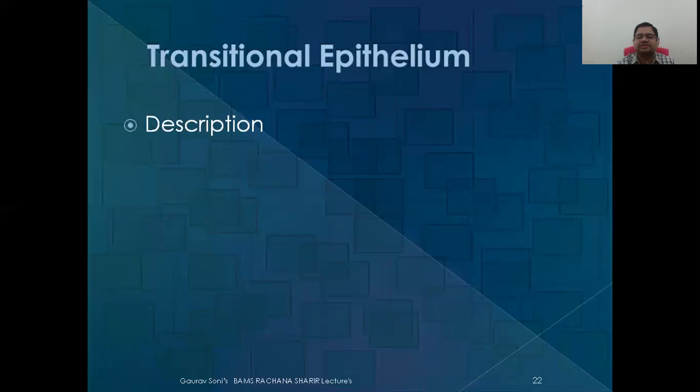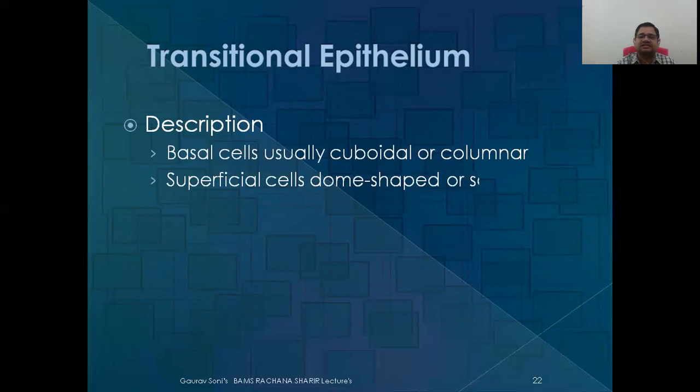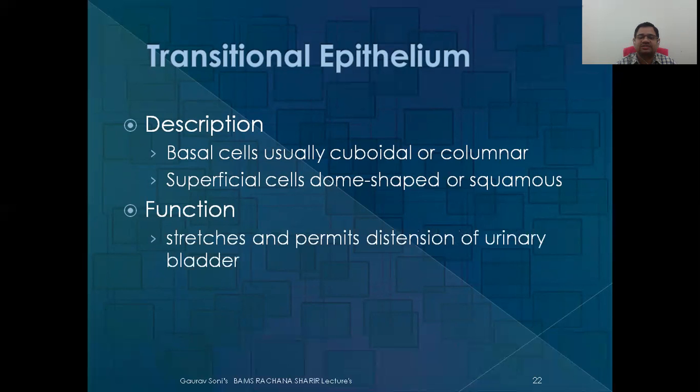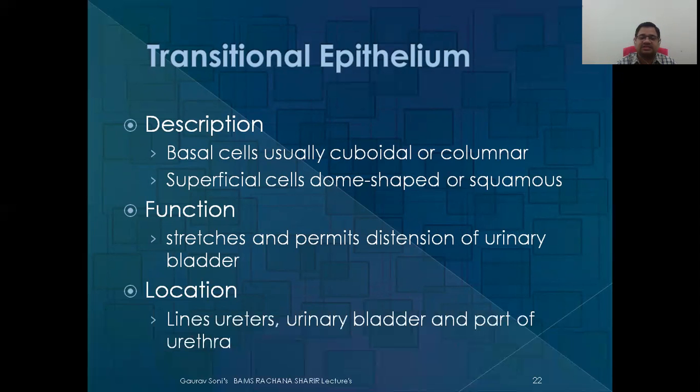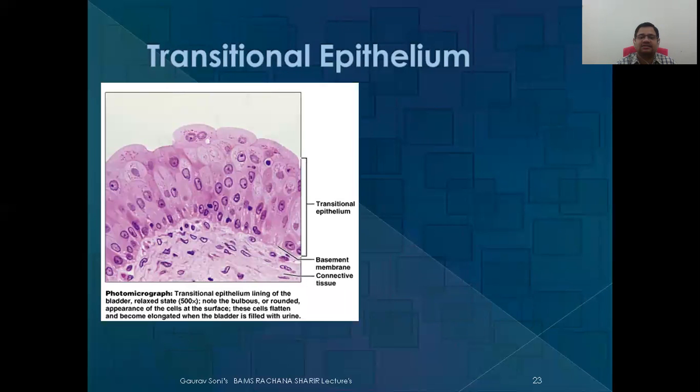Then there is one more specific type known as transitional epithelium. The basal cells are usually cuboidal or columnar. Superficial cells are squamous or dome-shaped. Function is stretching and permitting distension of the urinary bladder. Location basically lies in the ureter, urinary bladder and part of the urethra. So these are found in those particular places where something is going to be filled and then evacuated, like in our urinary bladder. So these are the slides for transitional epithelium.